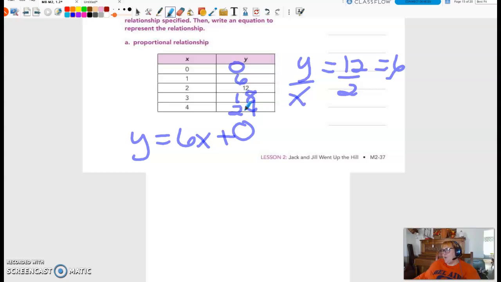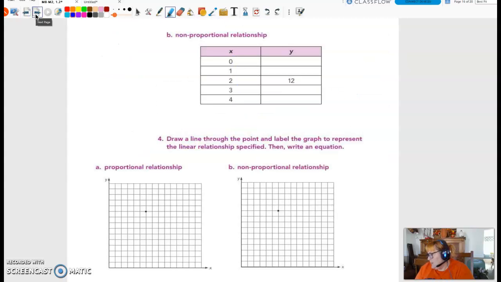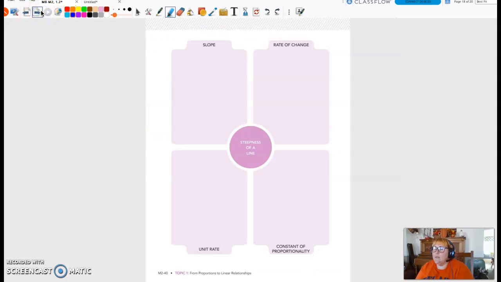So that's one way. Those are a little bit trickier to do. I know that's what it is because it says it's proportional. And it has to go through the point 0, 0. So that's how I was able to do that one. We're going to go ahead and skip B on the next page because it's a little more challenging for us. And we're going to jump down to the next page where it has this.